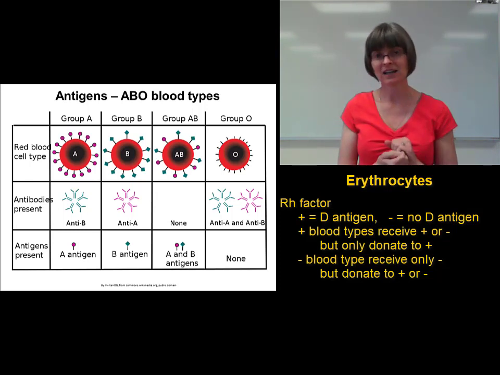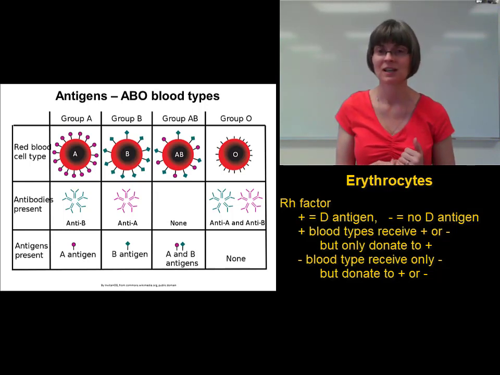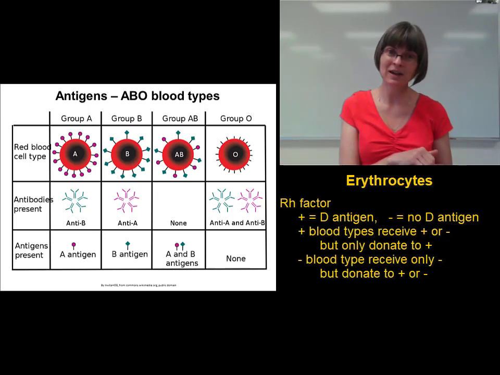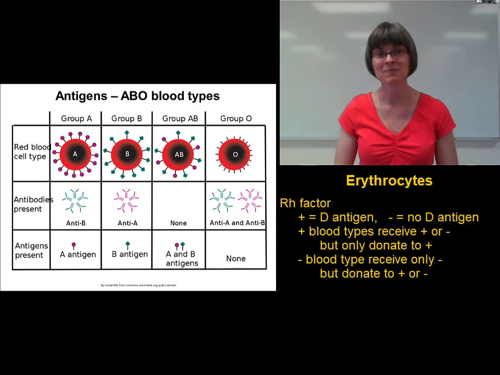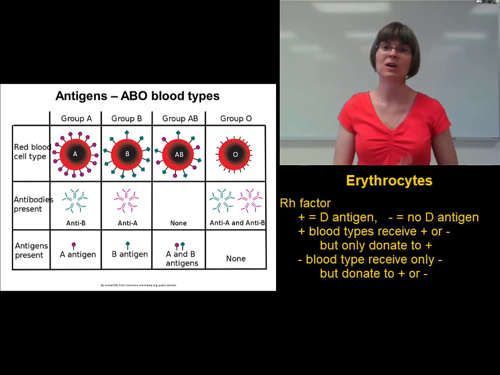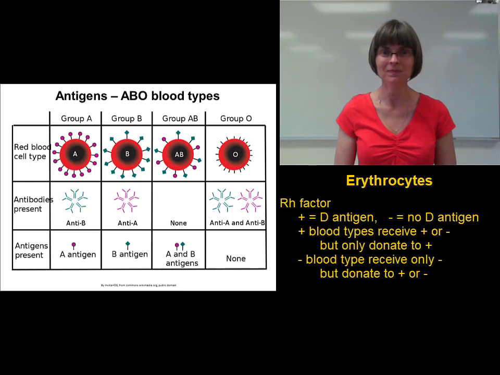On the other hand, people who don't have the D antigen, people with negative blood types, can they receive it from anybody with a positive blood type? No, because that would be adding a new antigen and their body would destroy that. So, if you have negative blood types, you can only receive blood from someone with a negative blood type, even though you can donate to someone with a positive or negative blood type.